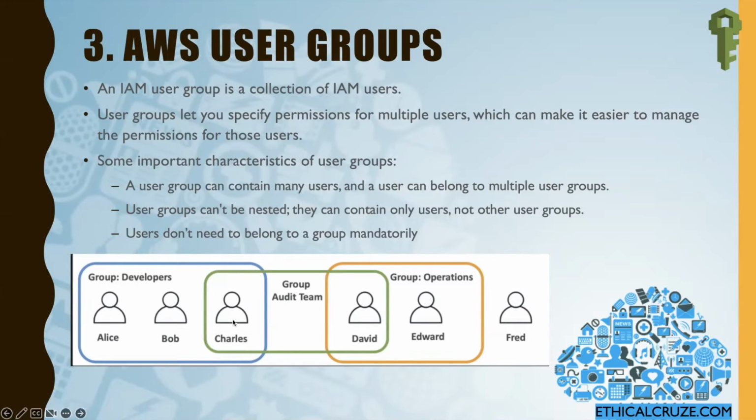Here you can see Charles is part of the developer group as well as the audit team group. So Charles has the permissions of the developer group as well as the permissions of the audit team. So he will have the permissions of both. But user groups cannot be nested, meaning one user group cannot belong to any other user group. And users do not need to be part of any group; users can be individual also. So this was about AWS user groups.